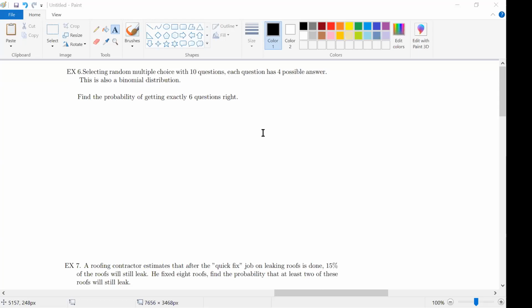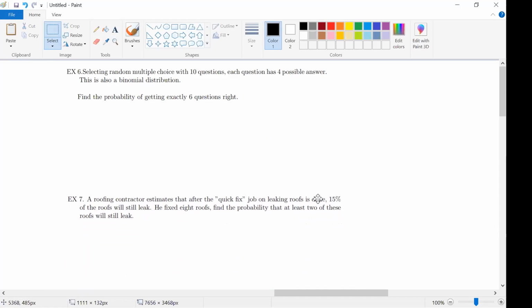Actually, you should do example number 7 as well, because that one's the same concept. Now, notice with the binomial distribution, the concept stays the same. If I'm asking you the odds of, say, getting at least one question right, that's the same as 1 minus the odds of never getting a single question right. You're going to use that concept for example number 7. I'll give you a little hint on number 7.